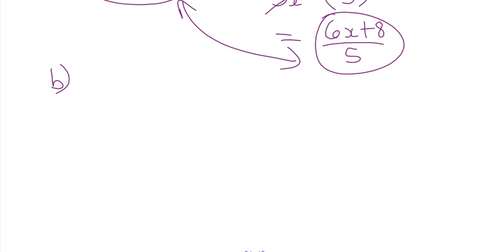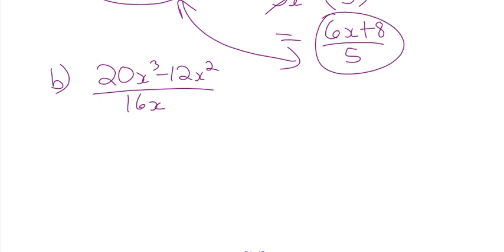Let's do another one. B. 20x cubed minus 12x squared over 16x. Okay, greatest common factor of 20, 12, and 16. 4. Largest number goes in the middle. If you took a 2 out, then at that fourth step you'd look again and see they're all still even, so I could take more. So we're going to go with 4. What's the lowest power of x, really? Just x, right? So 4x.